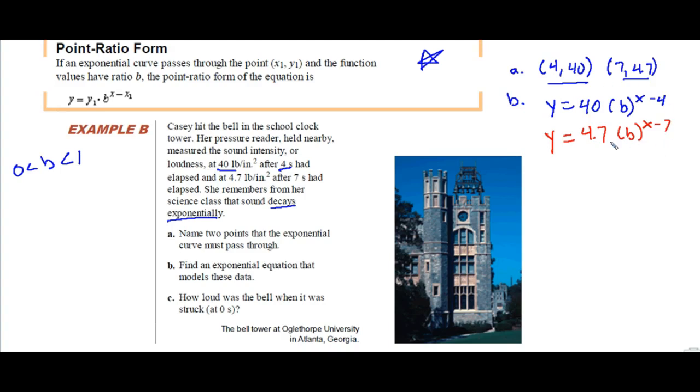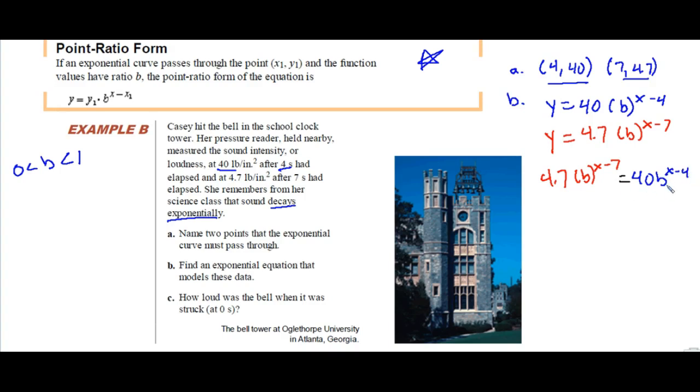Alright, so now if we want to find out b, we know that at any point these 2 equations mean the same thing, so I'm going to write the following. 4.7 times b to the x minus 7. I want it to be b to the x minus 7. We're going to say that equals our other equation, which is 40 b to the x minus 4.